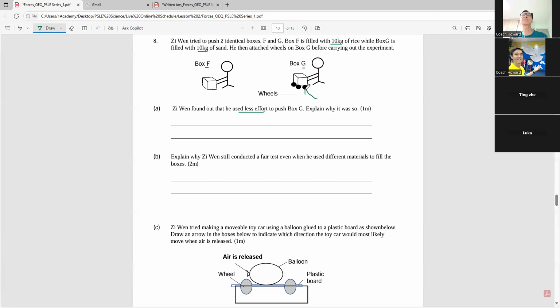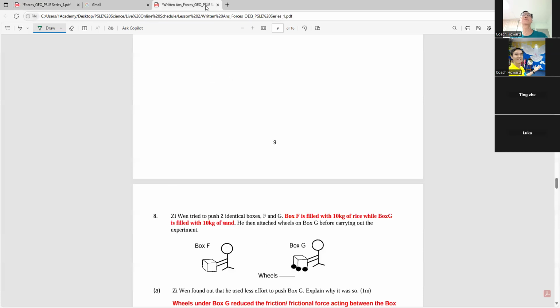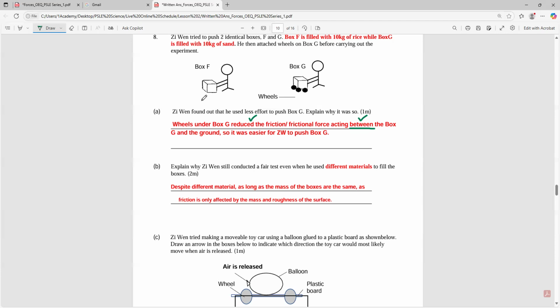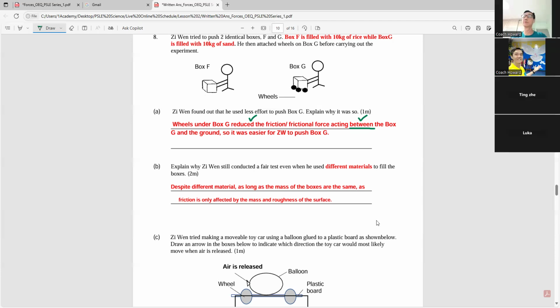So you must explain the presence of the wheels, which reduce the frictional force. So you say the wheels under box G reduce the friction, or reduce the frictional force between. This word is very important: frictional force always between the box G and the ground. So it was easier for Zhiwen to push box G. So this is the first part of the answer, where I would screen share to the student for them to do their self-checking. Next, part B.